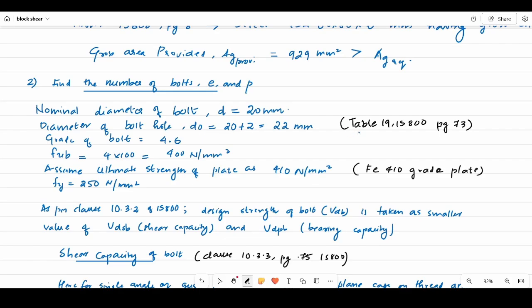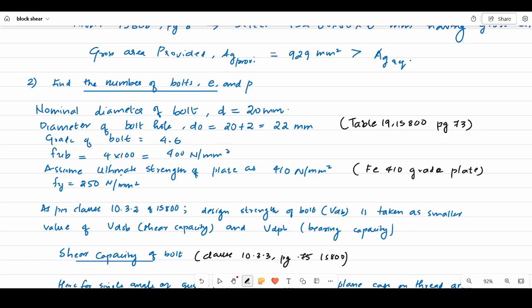And this value is obtained from Table 19 of our IS 800, which is on page 73, where we look from 16 to 22 for standard bolt size, which is 2 mm. Now also in the question, the grade of the bolt is given as 4.6. From this we can calculate the ultimate strength of the bolt, denoted as fub, and this will be equal to 4 into 100, which is 400 Newton per millimeter square.